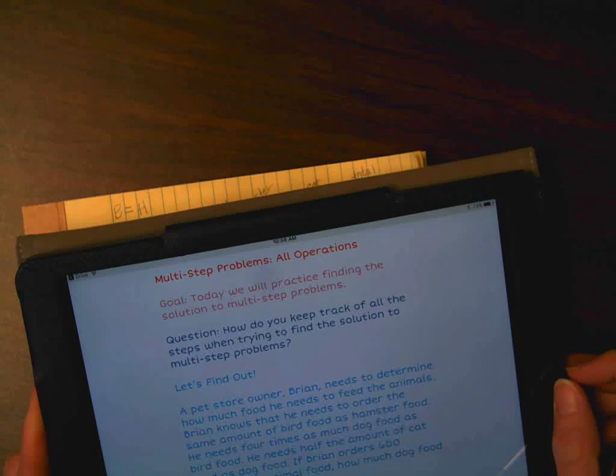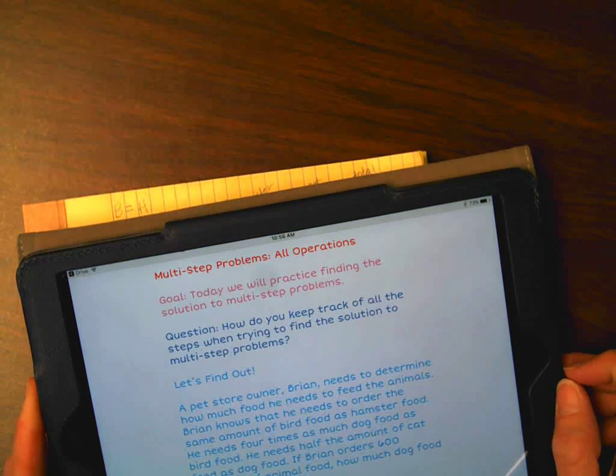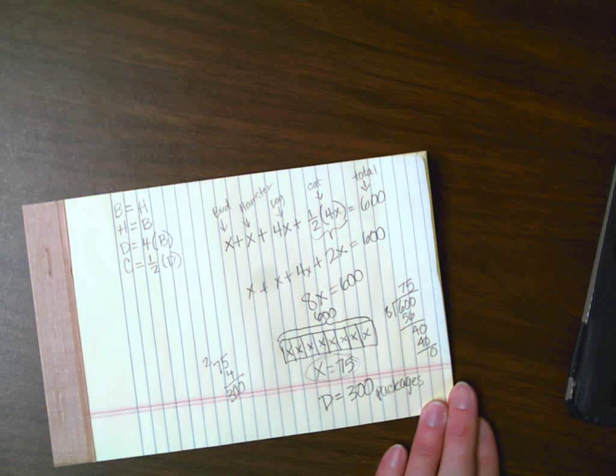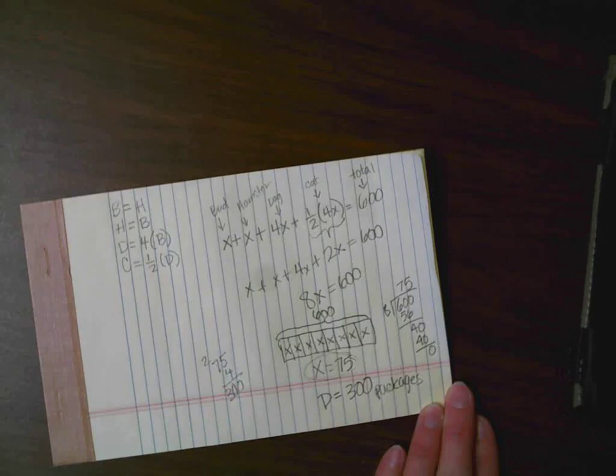So very quickly, let's go back to our goal. And it says, today we will practice finding the solution to multi-step problems. You just did that. How do you keep track of all the steps when trying to find the solution to a multi-step problem? My answer to that is very carefully. And in class, we'll talk about another chart that can help us.